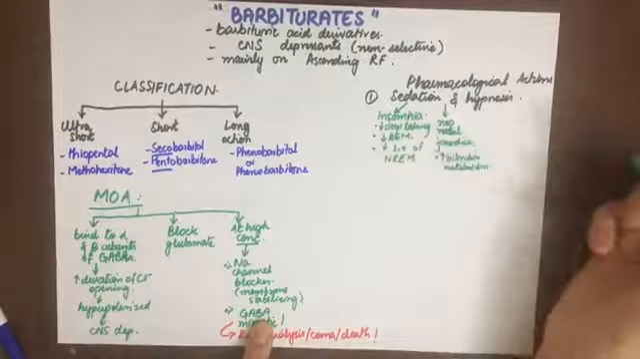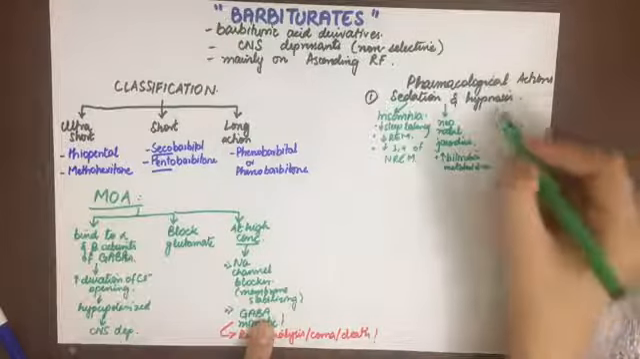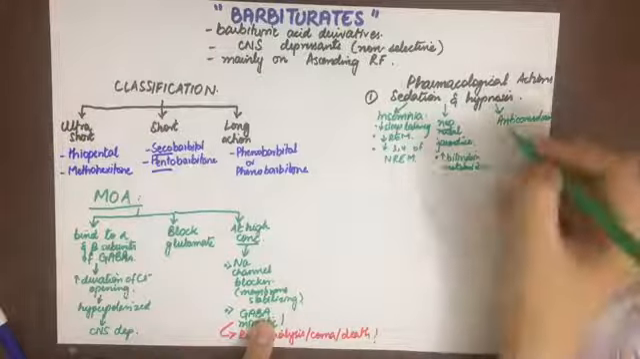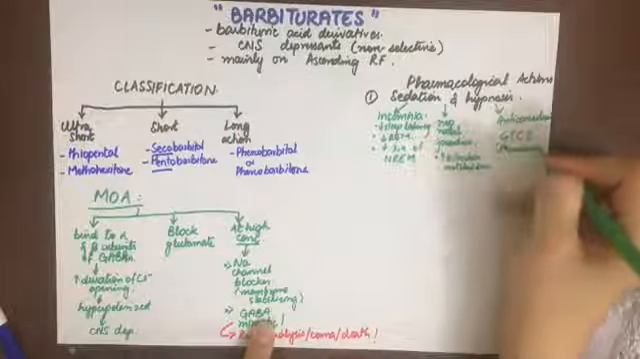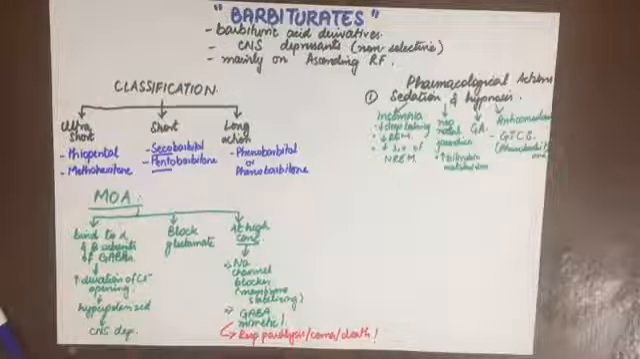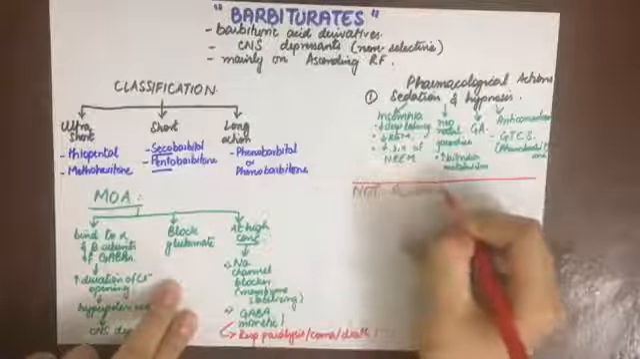Phenobarbitone can also be used in neonatal jaundice of non-hemolytic type, where it induces the glucuronyl transferase enzyme and increases the metabolism of bilirubin. It also has anticonvulsant effects, and phenobarbitone is mainly used in status epilepticus, generalized tonic-clonic seizures, and epilepsy. It also has general anesthetic effects by membrane stabilizing effect.